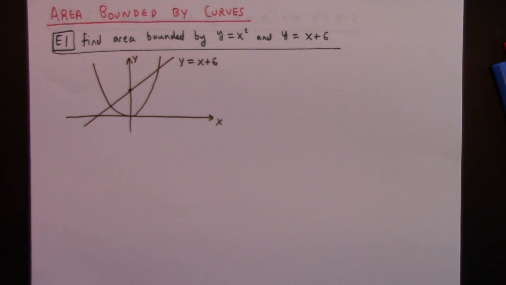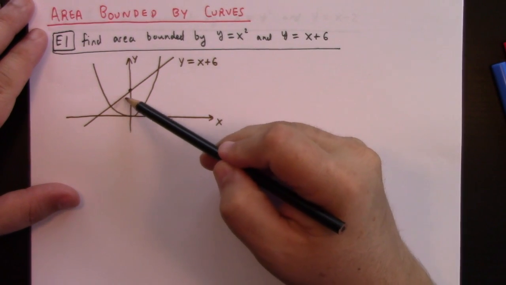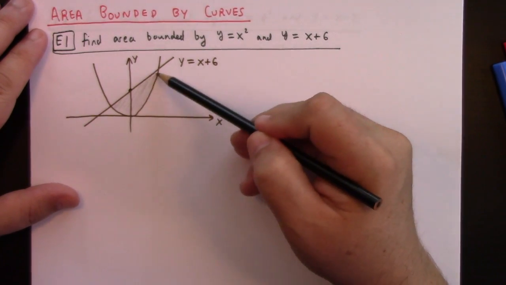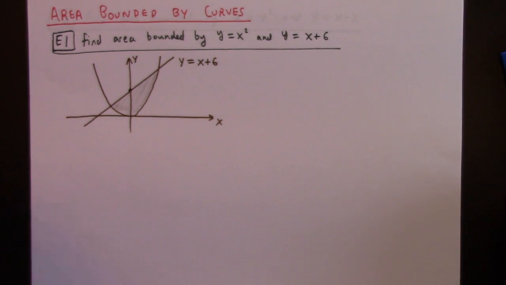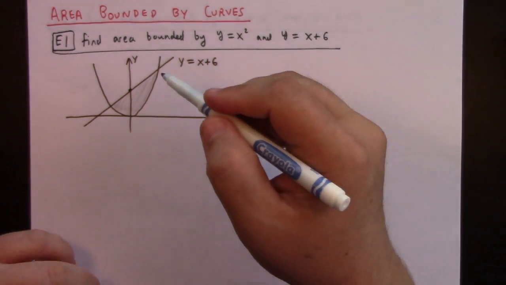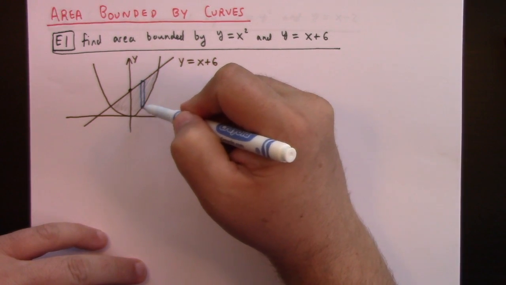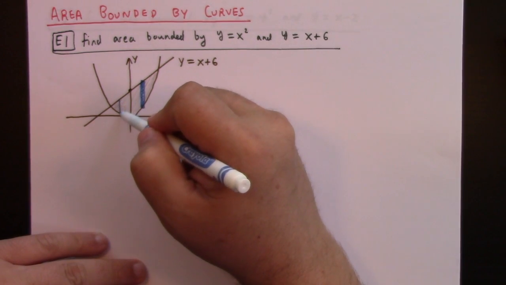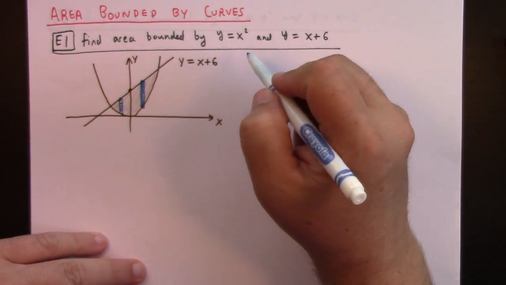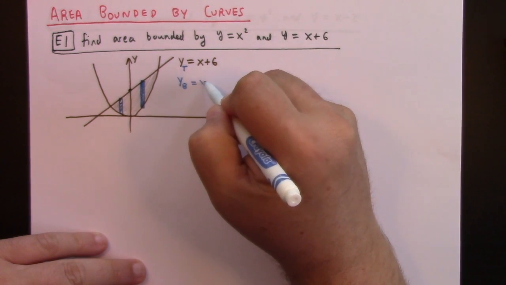Here, let me find something real quick. I guess this will work. So we're trying to find this area in here. And what I always do with these problems is I try to draw a typical approximating region. Basically this has a well-defined top and bottom, right? So I can draw one of these little rectangles at each point with a well-defined top and bottom given by, well, the top y is this, right? And the bottom y is x squared, right?